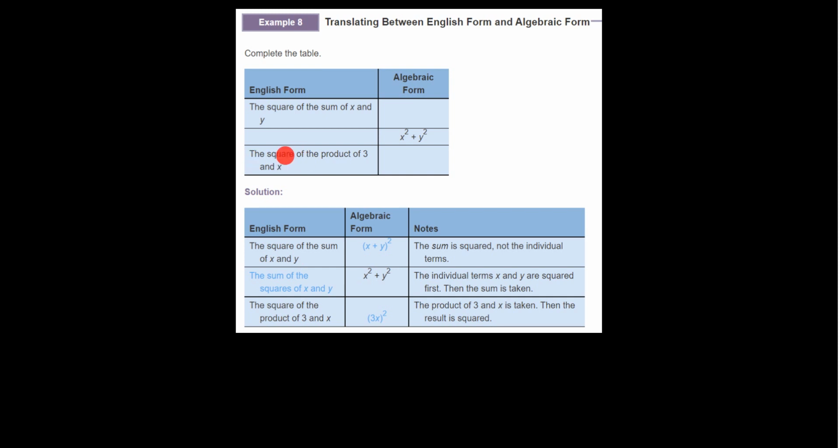The third one here, English form, the square of the product of 3 and x. So it's saying the square of the product. The product of 3 and x is 3 times x, and then the square of it, well, that's 3x quantity squared. That's what we see here. Right? That concludes this section.